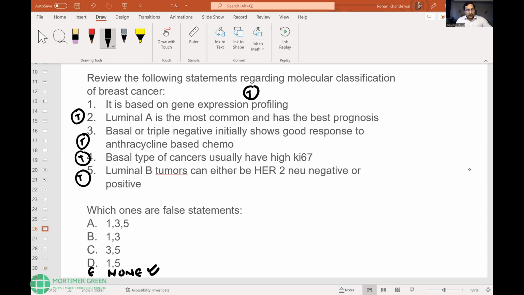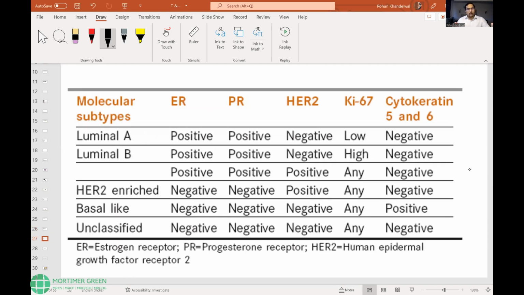Right. So this is a quick summary of the molecular classification of breast cancer. You should know the basic points. A lot of details are not asked. Luminal A is estrogen, progesterone positive, HER2/neu negative, and has a low Ki67, which is a proliferative index marker. Luminal A is the most common type and it has the best prognosis. Those two points are sufficient for you to know. Luminal B can be like luminal A, but with a high Ki67, whereas you can also have a triple positive, and there the Ki67 doesn't matter.